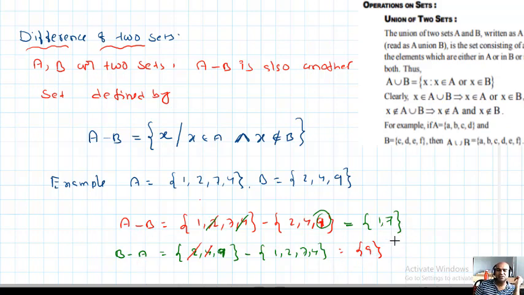These two are not equal sets. That's why, in general, A minus B is not equal to B minus A. A minus B not equal to B minus A means the difference of two sets does not satisfy the commutative property. So this is the definition of A minus B.